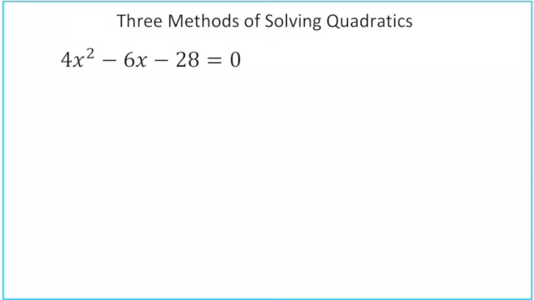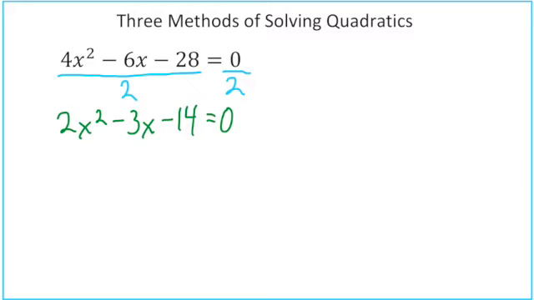So the first thing you should notice about this equation to make your life easier is all three of the numbers can be divided by 2. Anytime you can divide out a common term, you should do it because it makes everything much easier. So this leaves us with 2x squared minus 3x minus 14.